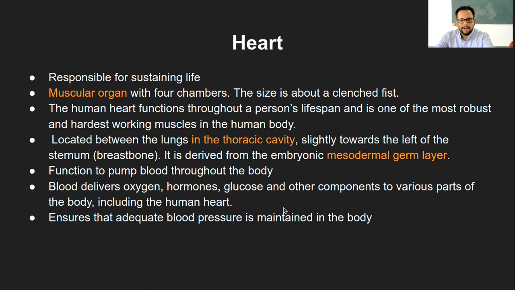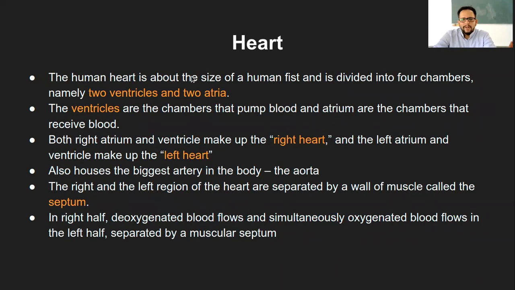So this part we already know there are 4 chambers. It's a muscular organ. Location wise, it's located in the thoracic cavity next to the sternum, a little on the left side. And when it is formed in the embryonic stage, it is formed from the mesodermal layer, that is the middle layer out of the 3 germ layers. Function, of course, you know.